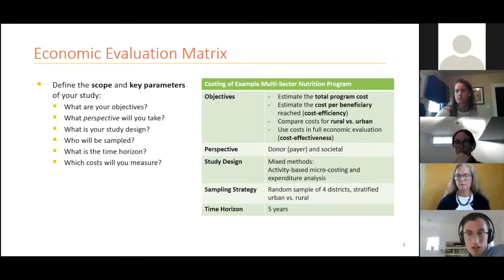We can't collect data across the entire country. We just simply don't have the resources. And so we'll randomly sample 4 districts, and we'll make sure that we have an equal sample of rural versus urban areas. And we hope to cost the whole program over its 5-year lifespan.